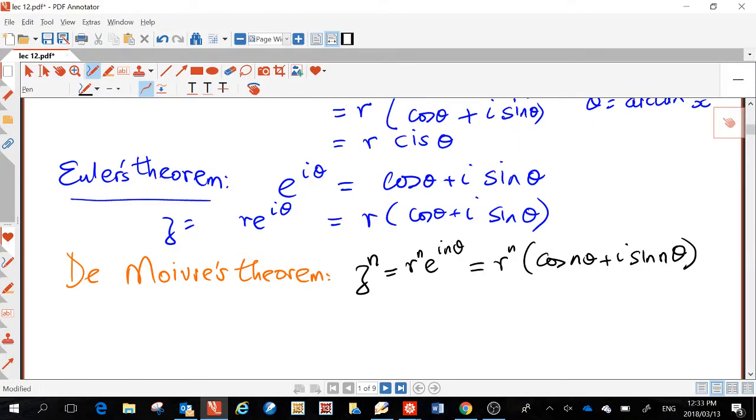Then you assume it's true for some n equals k. Like you've got a long ladder, it's infinitely long. Assume you can climb to some level. Now show from that level you can climb to the next level, n plus 1 level, or k plus 1 level. So if you can do that, then that applies to the whole ladder. It means you can climb every step in the ladder. That's really mathematical induction. So this is the famous Euler's theorem, De Moivre's theorem. We're going to need this.